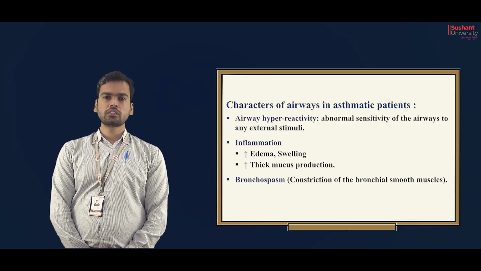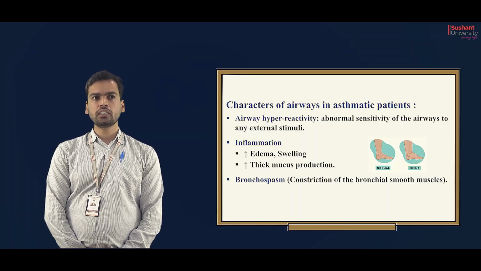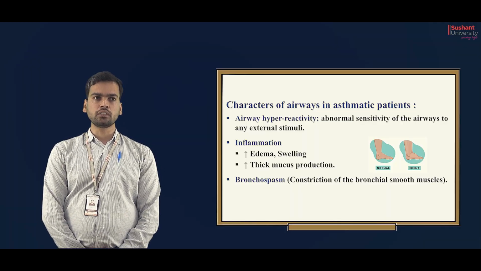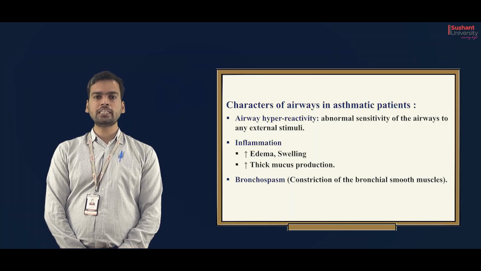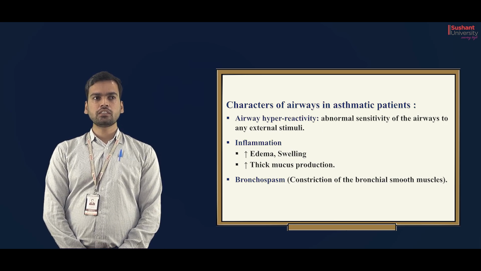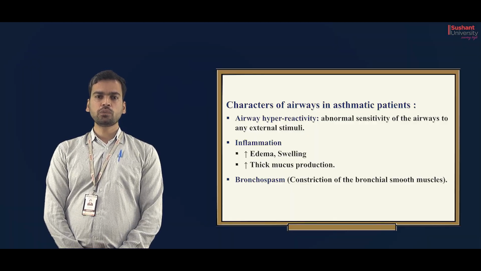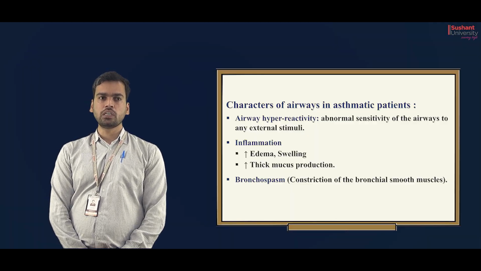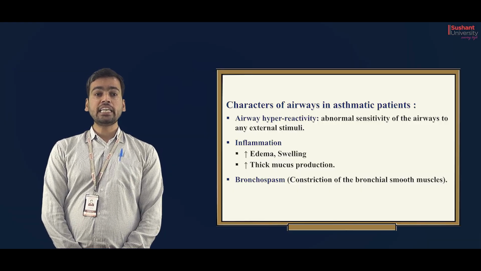Second, when we discuss inflammation, it increases edema, swelling and thickness of mucus production. These three cause inflammation in our body, and this also leads to the different symptoms of asthma. And third, as we have discussed, bronchospasm. It is the constriction of the bronchial smooth muscles, and this constriction also leads to asthma. So these are the basic symptoms that we see in asthmatic patients.